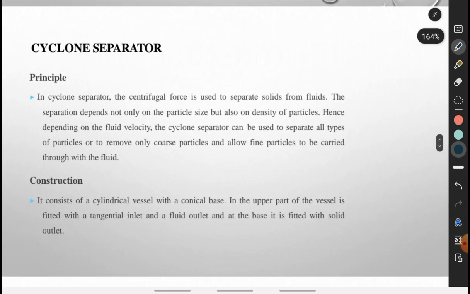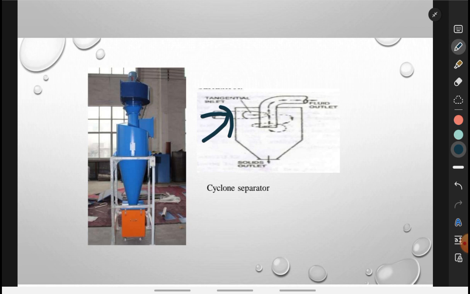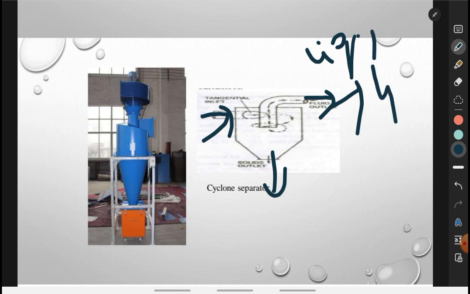So coming to the cyclone separator, this is the diagram of the cyclone separator. This is the inlet from where you will place your material. Then here is the outlet where your product will come out, and this is the fluid outlet. In pharmaceutical engineering, remember that where the term fluid is used, it includes liquid and gas. Both are denoted as fluid because both liquid and gas have the ability to flow.